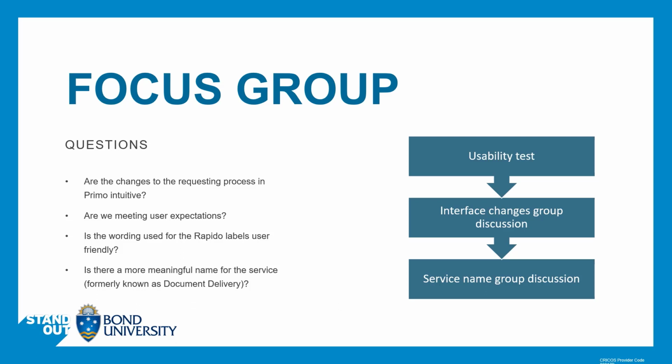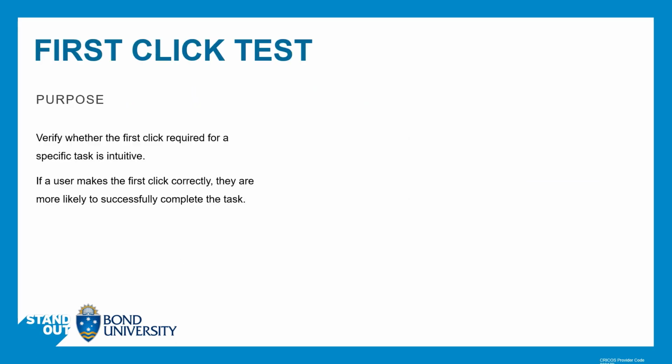One of the first parts of the usability test was a first click test. What I did was provide a screenshot of Primo and ask them where they would first click to begin a task. Reviewing where the user makes their first click can help identify what they find confusing or where design could be improved.